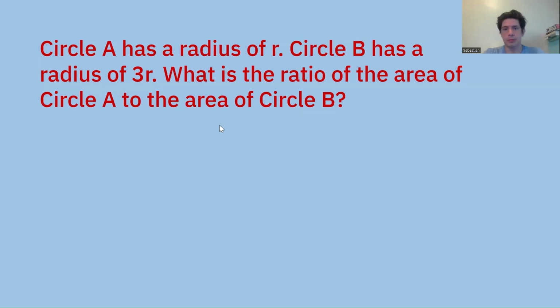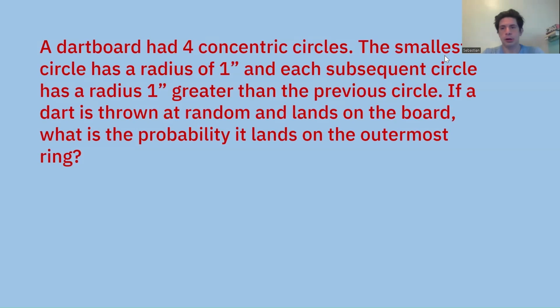Okay. So now we'll go to the next question. A dartboard has 4 concentric circles. The smallest circle has a radius of 1 inch, and each subsequent circle has a radius 1 inch greater than the previous circle.